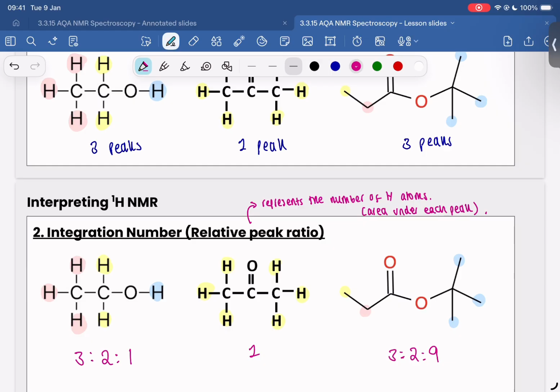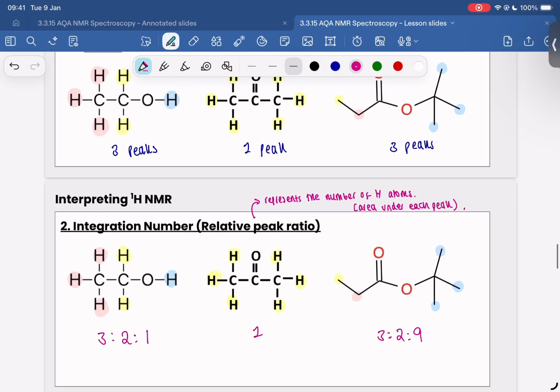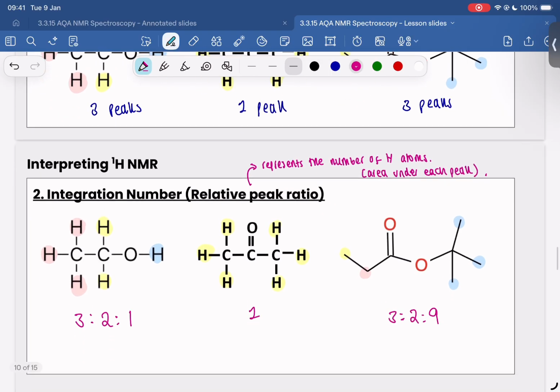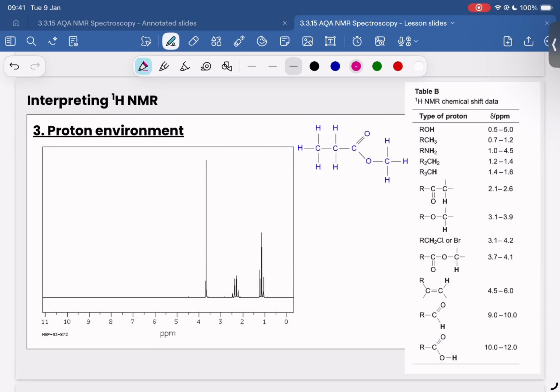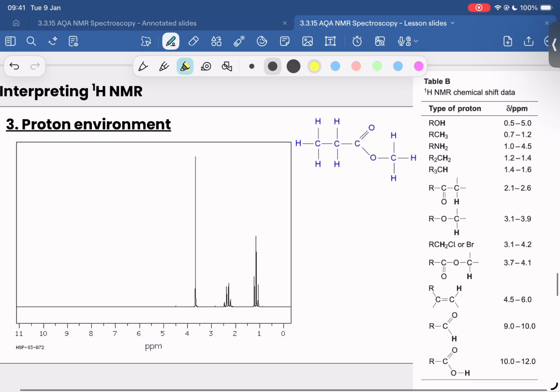Yeah? Okay. So now we're going to look at a spectrum. I'm going to do this before looking at splitting patterns, and then I'm going to build it up on splitting patterns so that it's not so much information all in one go. So looking at this particular molecule here, we've got methyl propanoate. I'm going to quickly highlight each of the different hydrogen environments. This is one hydrogen environment, this is one hydrogen environment, and this is another hydrogen environment.